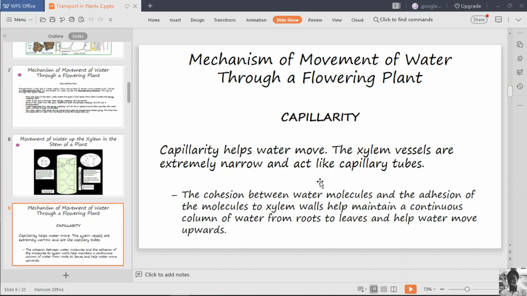Now, capillarity is the next mechanism by which water moves through a flowering plant. When we speak of capillarity, we are speaking of adhesion and cohesion. Cohesion is when the water molecules form weak intermolecular forces with each other that help them bond with each other. And adhesion is when the water molecules bond to the walls of the xylem vessels. These adhesive and cohesive forces help maintain a continuous column of water from roots to leaves and help the water move upwards without any air spaces between them.